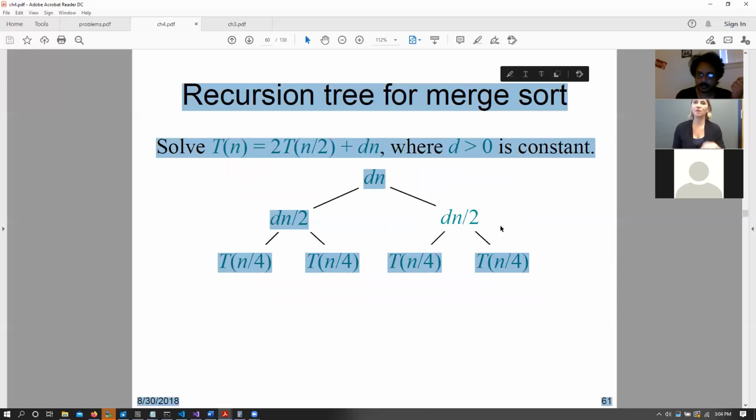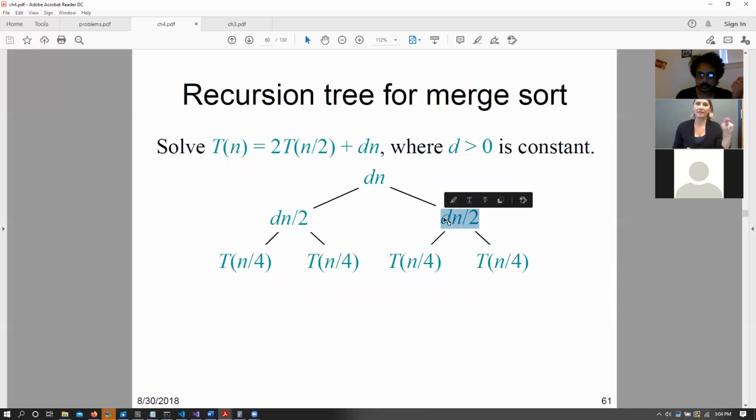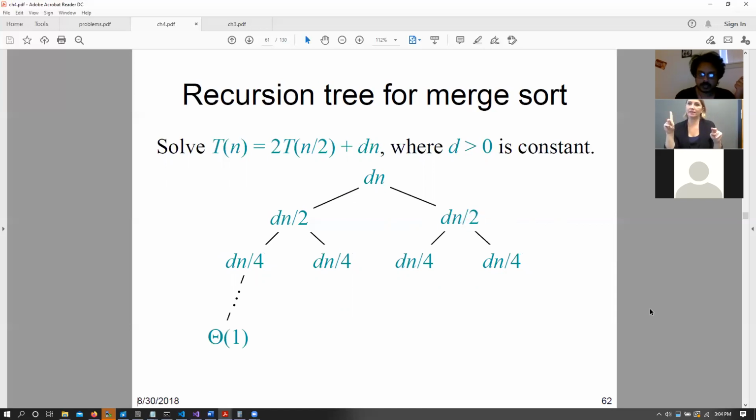Right? So dn by 2 and dn by 2. Now, we separate it down, down and down until we get a single element, right? And then essentially, once we have single elements, we just need to merge them back up together, which requires dn of that number of elements to combine them.